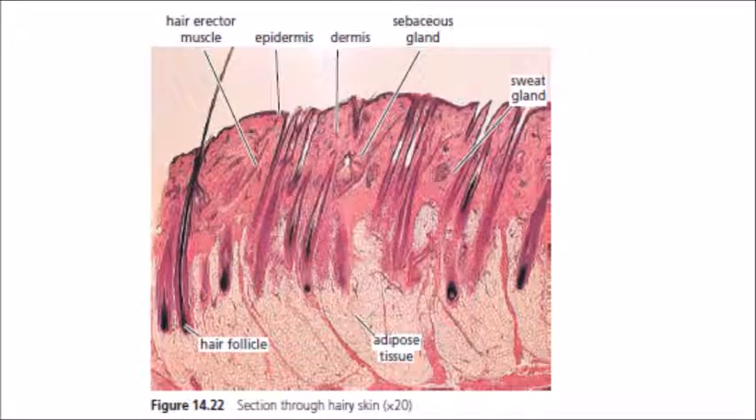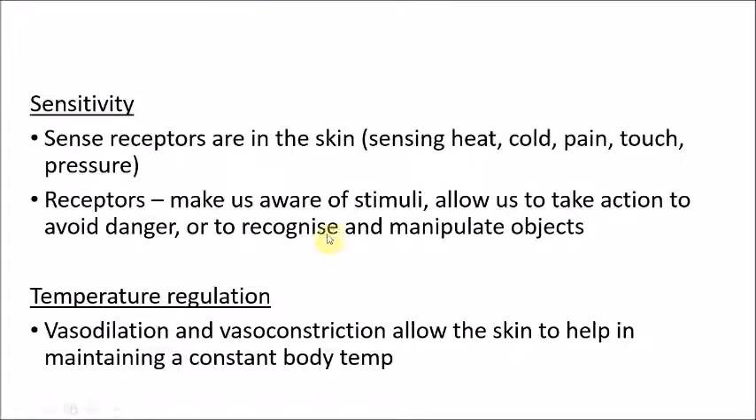This is just a longitudinal image of a section through the epidermis and dermis of the skin, just because you might have to identify certain parts. This stuff you should know already. This outlines that there are some sense receptors in the skin, such as sensing heat, cold, pain, touch and pressure. Receptors, you should already know what they do, and temperature regulation, we have already discussed vasodilation and vasoconstriction.